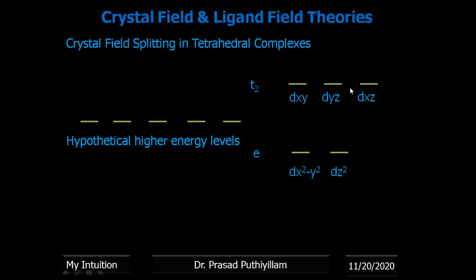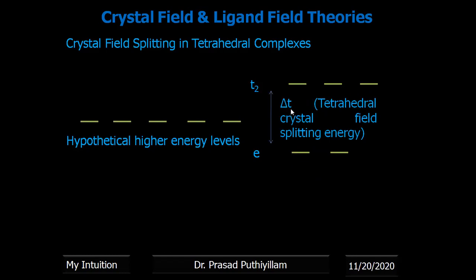Okay, again this is degenerate. These three have almost the same energy, therefore we call it degenerate only. It is triply degenerate, and here it is doubly degenerate. Now the splitting energy, the crystal field splitting energy, we write as delta T. T represents tetrahedral. Tetrahedral crystal field splitting energy is delta T.